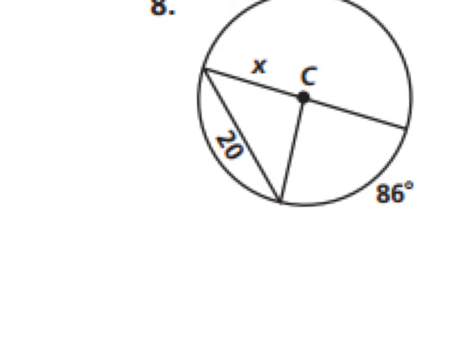And then number 8 is similar. This has to be 86 degrees because the arc measure is the same thing as the central angle. These two add up to 180. So this has to be 94 or 74.